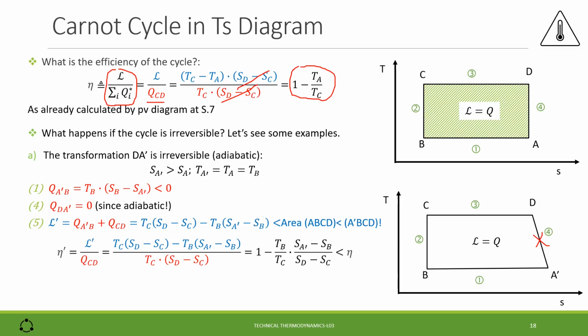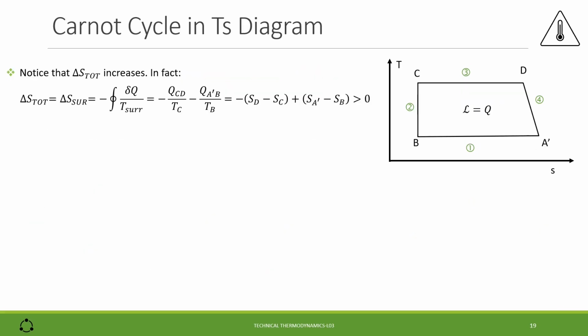The new efficiency is the ratio between the new work and the given heat that in this case does not change. And we find this expression where the contribution of the ratio SA' minus SB over SD minus SC is greater than unity. Therefore, this efficiency is less than the efficiency of the reversible cycle. We notice that the total delta S increases.